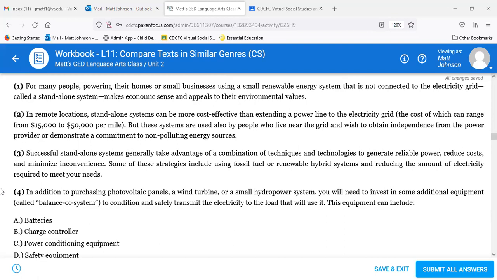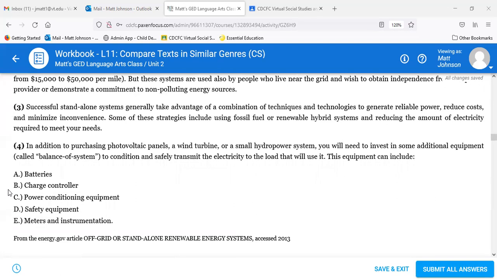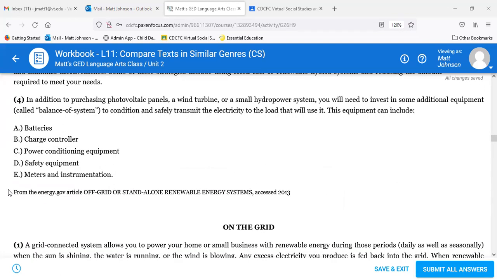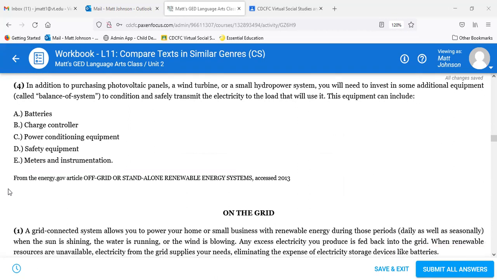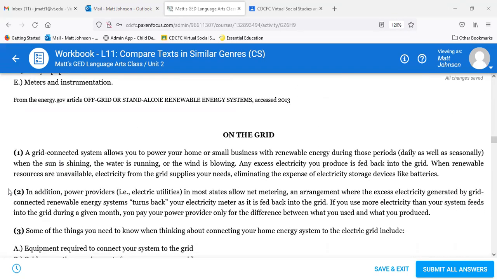In addition to purchasing photovoltaic panels, that's solar panels, a wind turbine, or a small hydropower system, you will need to invest in some additional equipment called balance of system to condition and safely transmit the electricity to the load that will use it. This equipment can include batteries, charge controller, power conditioning equipment, safety equipment, meters, and instrumentation. So that is from the energy.gov article, Off-Grid or Standalone Renewable Energy Systems, accessed 2013.